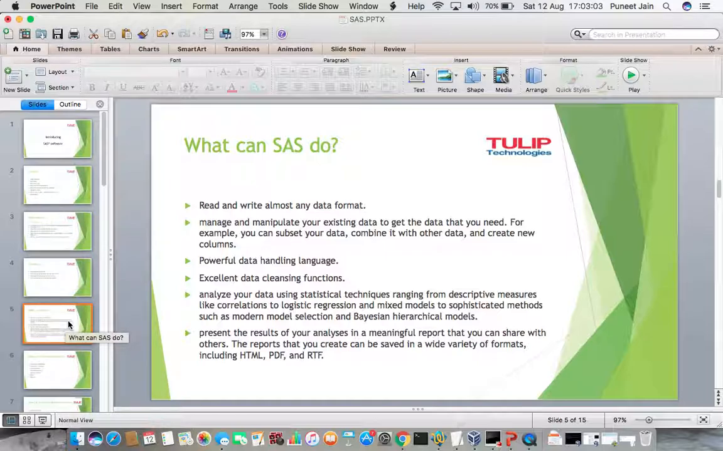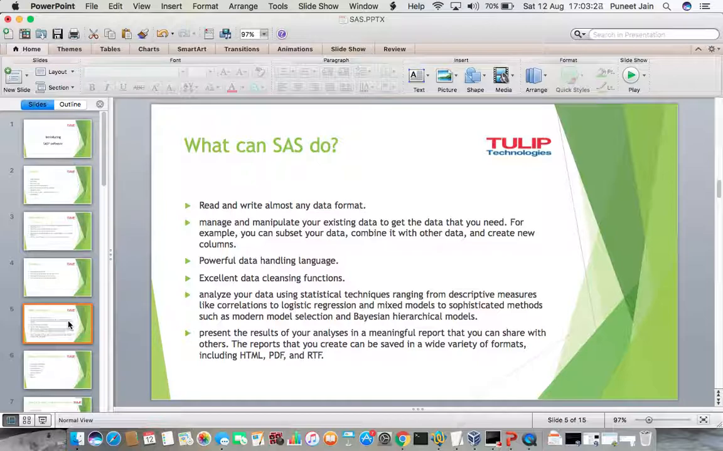Right. So now that's a big question: what can SAS do? SAS can do almost anything which is related to statistics and proc SQL. Now there's a big difference between a normal SQL code and a proc SQL code. In normal SQL, you write select star from table_name, whatever the table name you have. In proc SQL, your SQL starts with proc space SQL. That's how we start off.